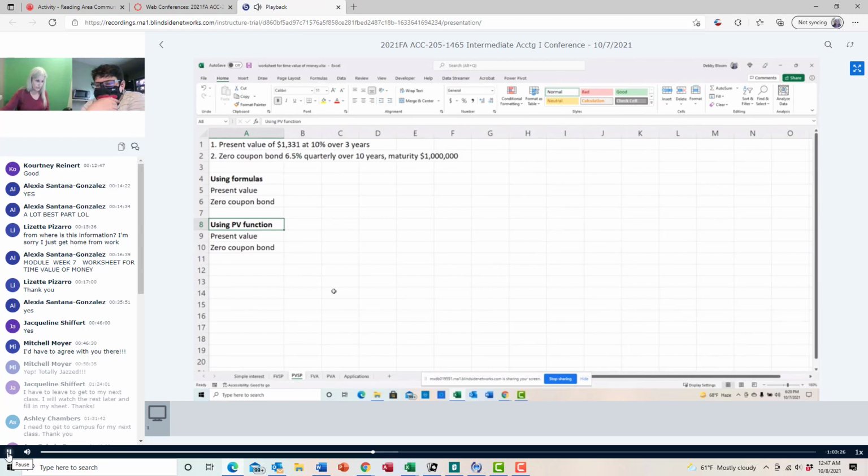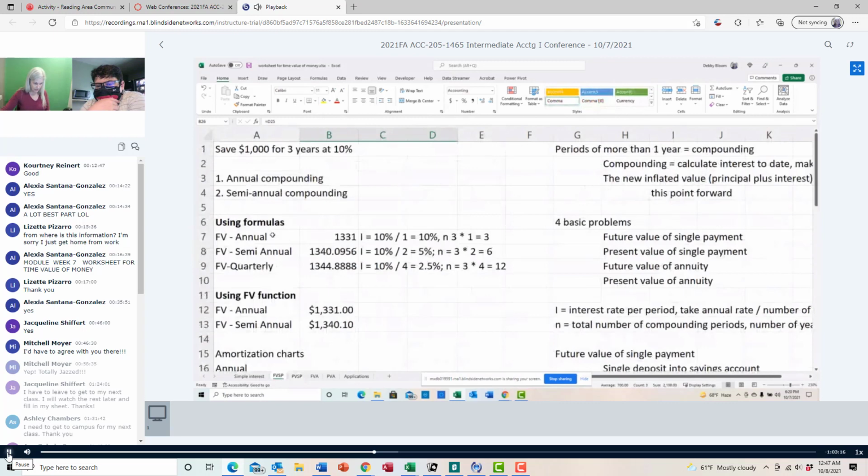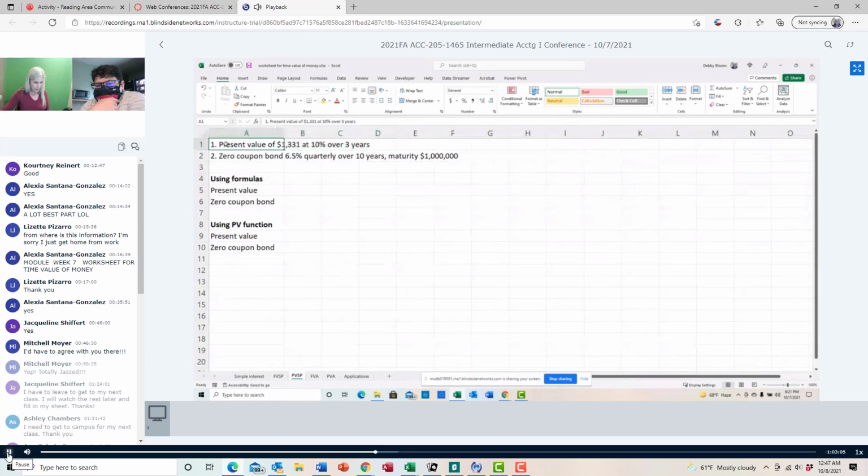So the first thing that we're going to do is work the previous problem backwards. In the previous problem, we know that if we invest $1,000 for 3 years at 10%, we'll wind up with $1,331. With the present value, we say, if we wound up with $1,331 at the end, how much did we invest? So it's basically the opposite problem.